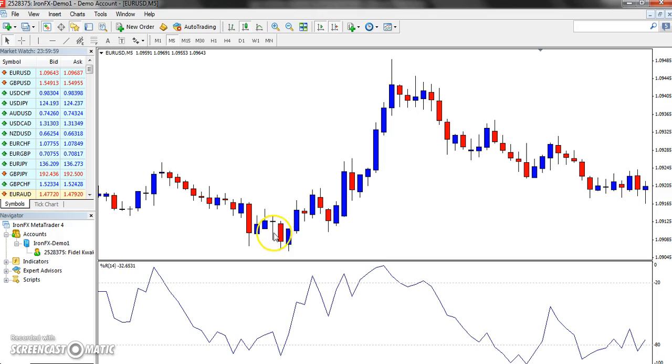With this one as well, you have to wait for the candlestick to close first before you take a trade. If the candlestick does not close, you cannot take a trade, because until the candlestick closes, you cannot tell whether it's going to cross or not. So you have to wait for it to close. Once it closes, then take your trade, and that's it. You'll be fine.